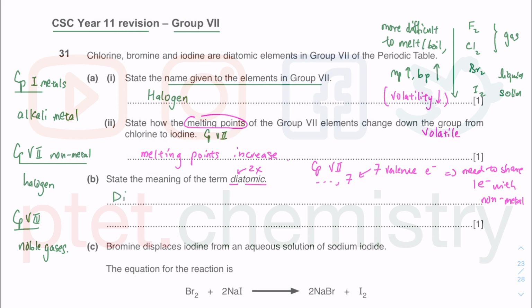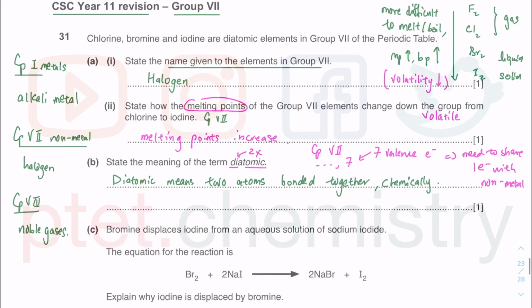Okay, so diatomic means 2 atoms bonded together chemically. So it forms a chemical bond. In this case, it's a single covalent bond because they only share 1 electron there.